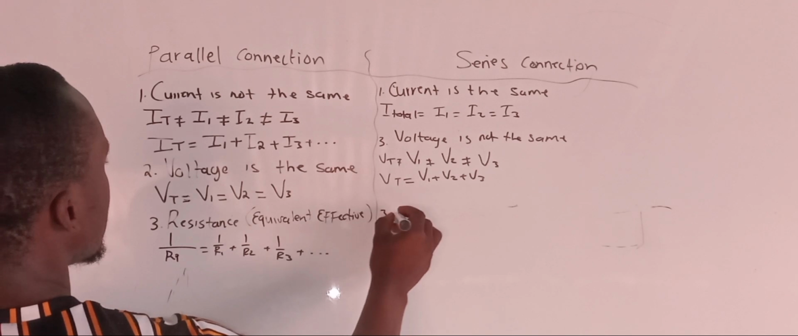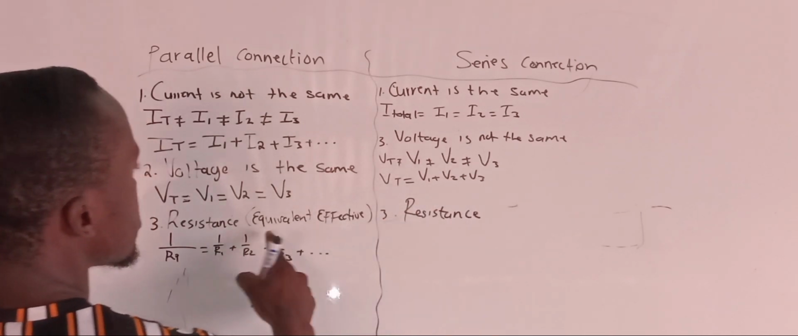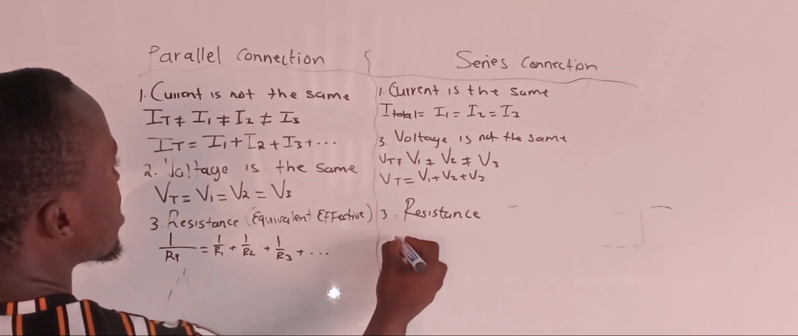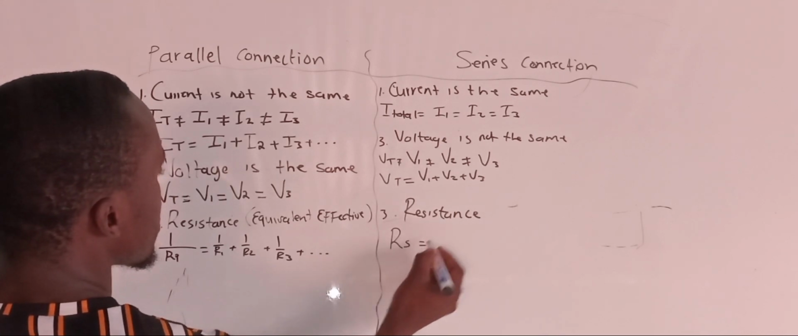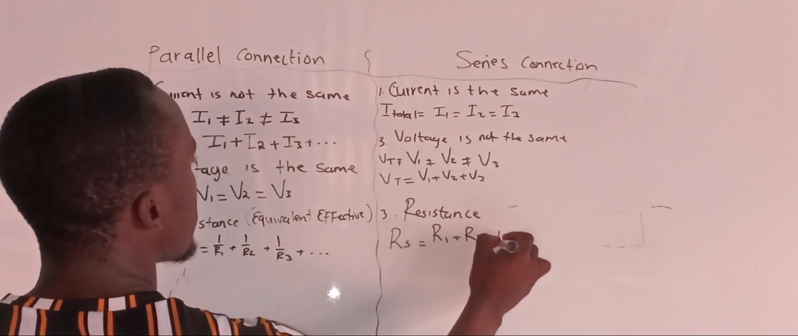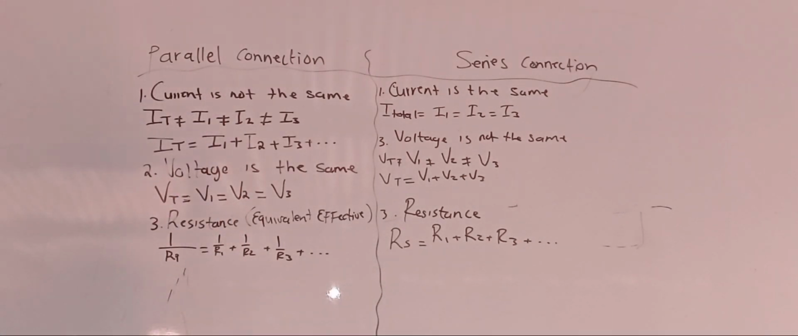Then number 3 is the resistance. They can write equivalent resistance or effective resistance. Then this is the formula: RS, not religious studies but series resistance, equals R1 plus R2 plus R3 plus, if you have maybe 20 resistors, you can add up to 20. So this is very, very important, guys. I hope that I explained this.